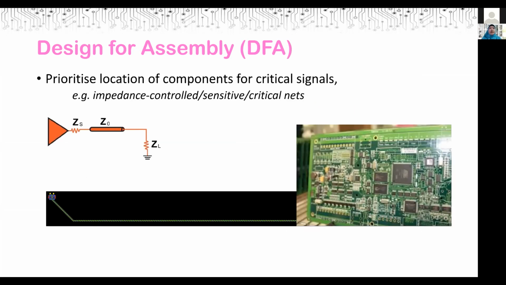Next, prioritize the location of components for your critical signals. This involves your impedance control nets or traces, and your sensitive nets, for example, your op-amp, clock signals, or anything that has a sensitive nature to your connections. Any critical nets, such as LAN signals, USB if you have, or even your Wi-Fi. Because we are going through a smart technology era right now, you have to deal with critical signals in your design from time to time.